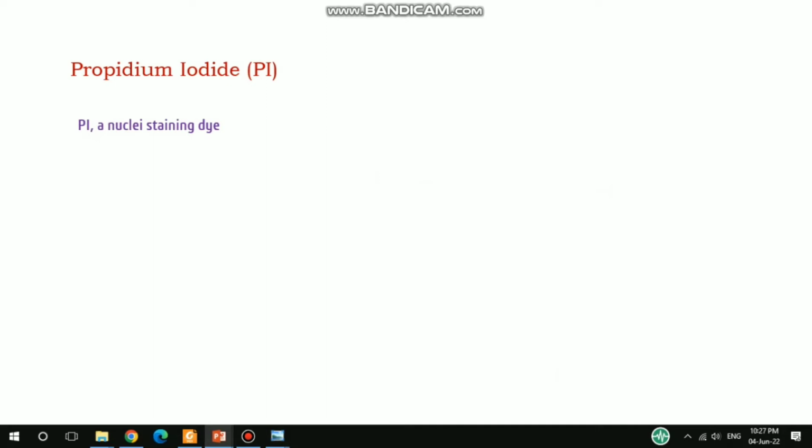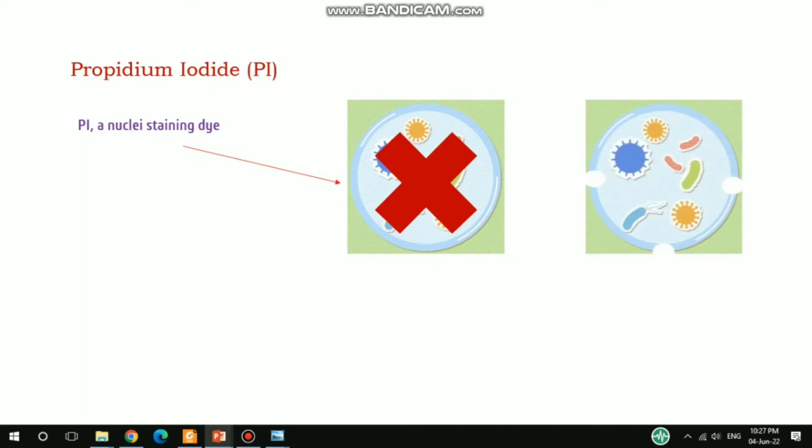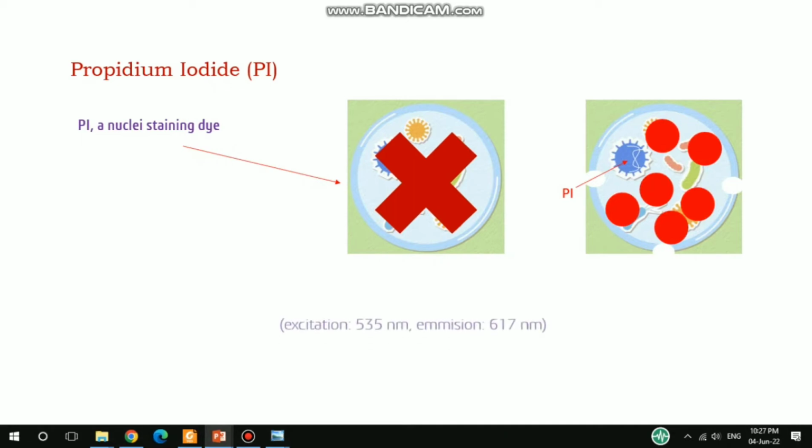And then propidium iodide. On the other side, propidium iodide or PI is a nuclear staining dye, and it cannot pass through a viable cell membrane, because in a viable cell the cell membrane is intact, but in a dead cell the cell membrane is not intact. So it enters the cell and interacts with the DNA double helix of the cells, and then emits red fluorescence. The excitation of PI is 535 nanometers and the emission is 617 nanometers.